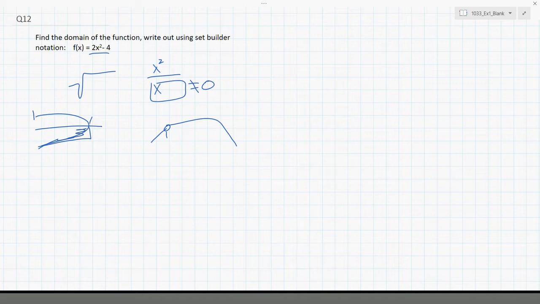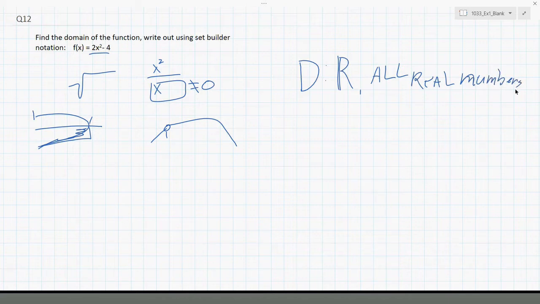So with set builder notation, all we got to say with this one is for the domain, the range with that double R equals all real numbers. Okay?